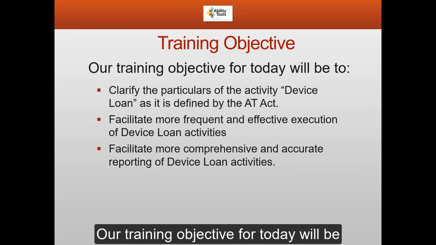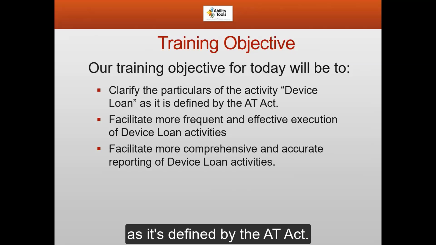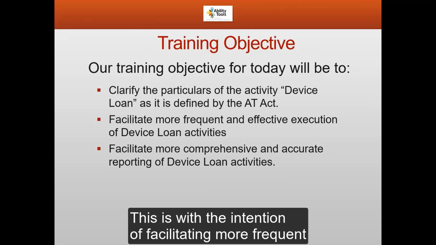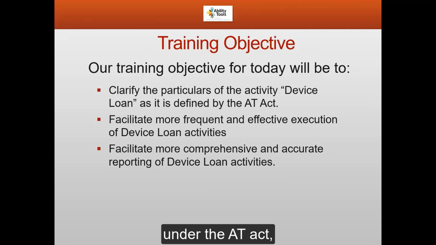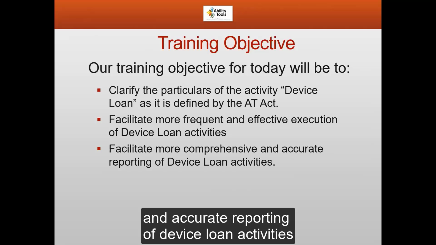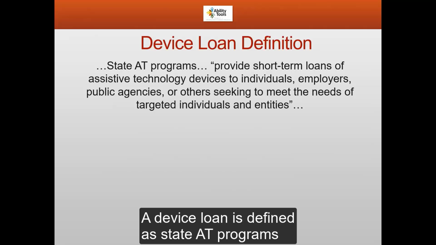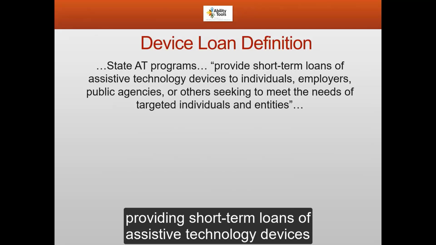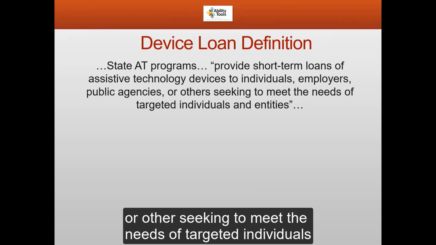Our training objective for today will be to clarify the particulars of the activity device loan as it's defined by the AT Act. This is with the intention of facilitating more frequent and effective execution of device loan activities under the AT Act, and also facilitating more comprehensive and accurate reporting of device loan activities under the AT Act. A device loan is defined as state AT programs providing short-term loans of assistive technology devices to individuals, employers, public agencies, or others seeking to meet the needs of targeted individuals and entities.